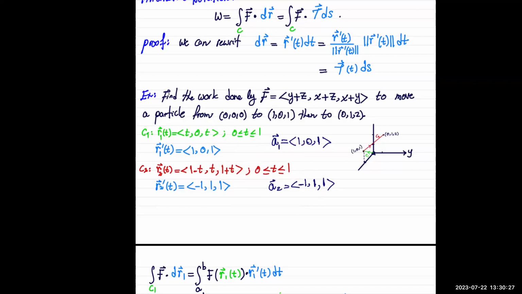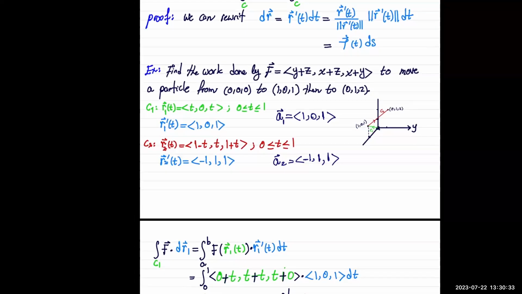Okay, so we also need the derivative of the path, the tangent vector, r prime. Find the derivative of this vector, r2 prime: negative 1, 1, 1. And again, notice that this is the same as the direction vector for that line.